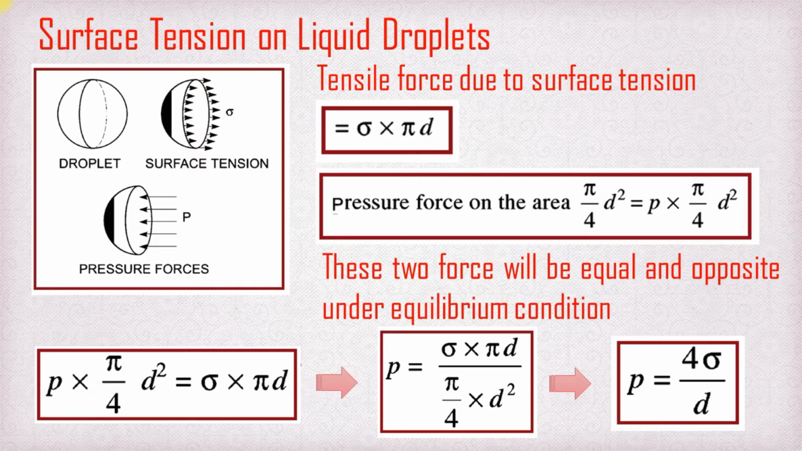So remember guys, this equation of pressure, 4 sigma upon d, is for a liquid droplet. The equation shows that with the decrease of diameter of the droplet, the pressure intensity inside the droplet increases. Now we will derive the equation of surface tension for a hollow bubble.